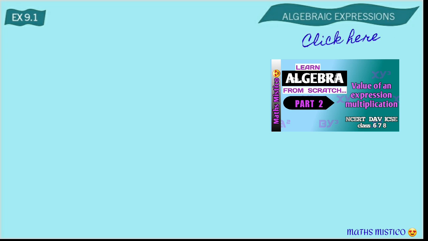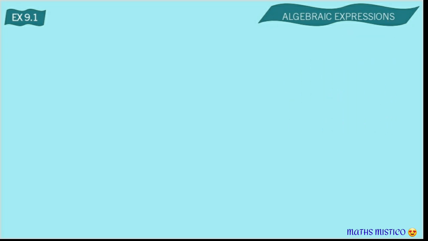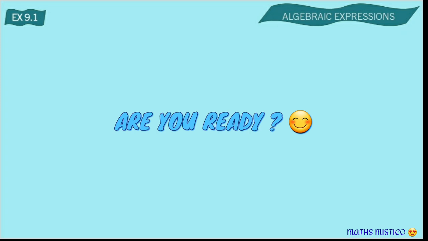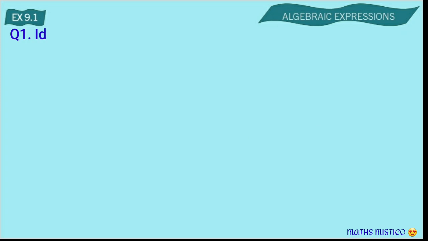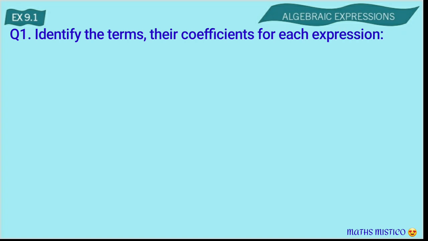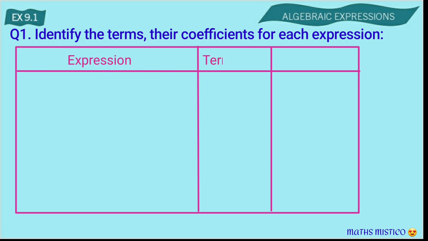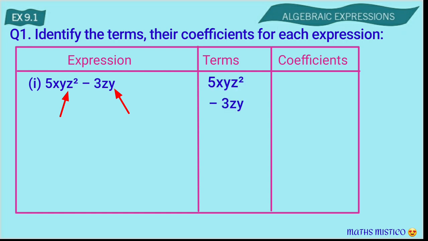I will not solve each and every question of the exercise. I want you to try some of them yourself so that you know how much you have understood. So let's get started. In question 1, we have to identify the terms and find their coefficients. As discussed earlier, the terms are separated by plus and minus signs. So this one has two terms, 5xyz square and minus 3zy. The coefficient of a term is the constant part. So the coefficient in the first part is 5 and that in the second is minus 3.